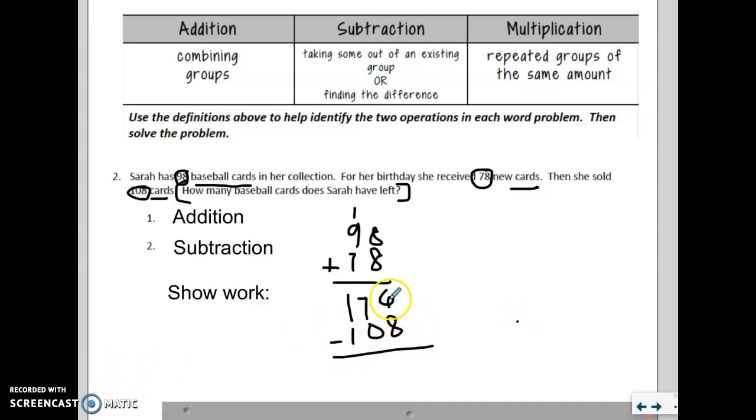Okay, so our subtraction problem, 6 minus 8 we cannot do. So we're going to borrow from the 7, make that a 6, and then this becomes a 16. 16 minus 8 is 8. 6 minus 0 is 6. And 1 minus 1 is 0. So it looks like when she's all done after selling her cards, she will have 68 cards left. Make sure you label your problem and circle your answer so your teacher can see it.